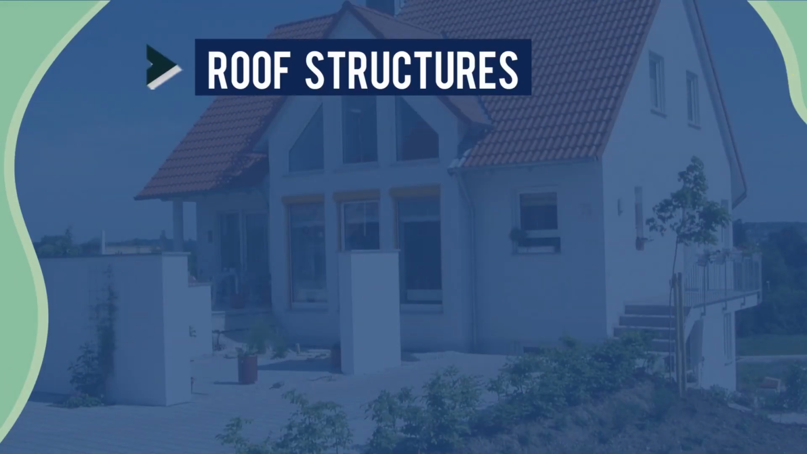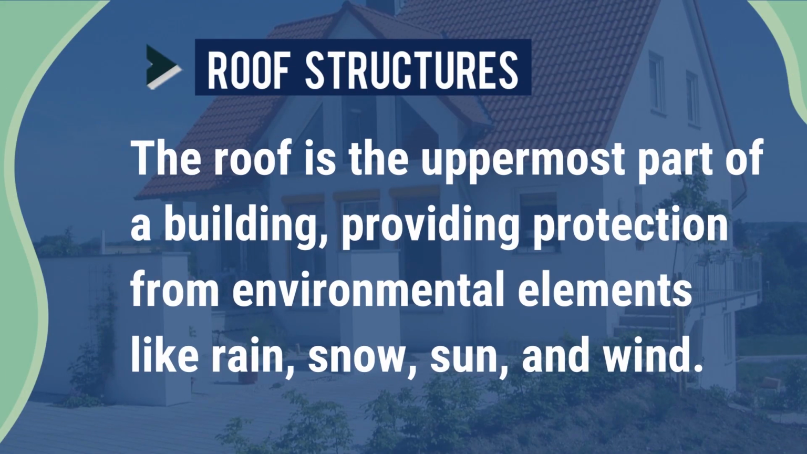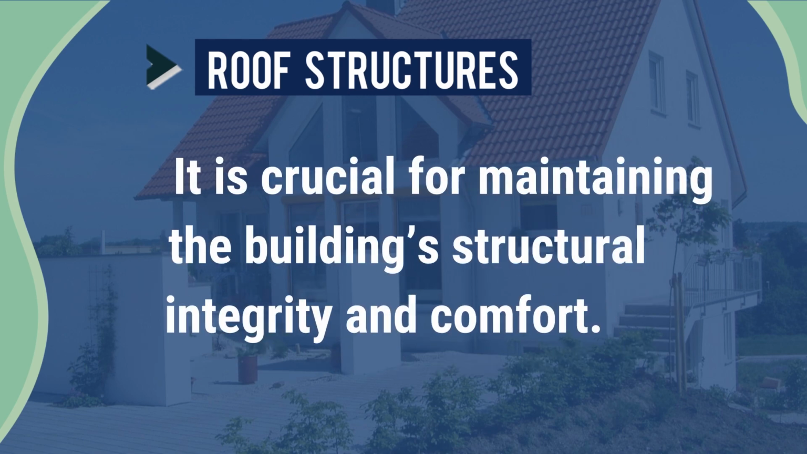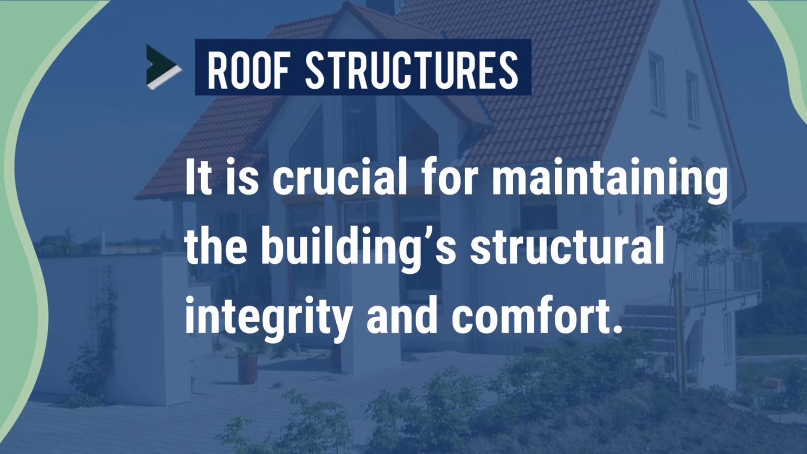This ratio helps in planning and zoning regulations to control building density. Then the next is roof structures. The roof is the uppermost part of the building, providing protection from the environmental elements like rain, snow, sun and wind. It is crucial for maintaining the building's structural integrity and comfort.